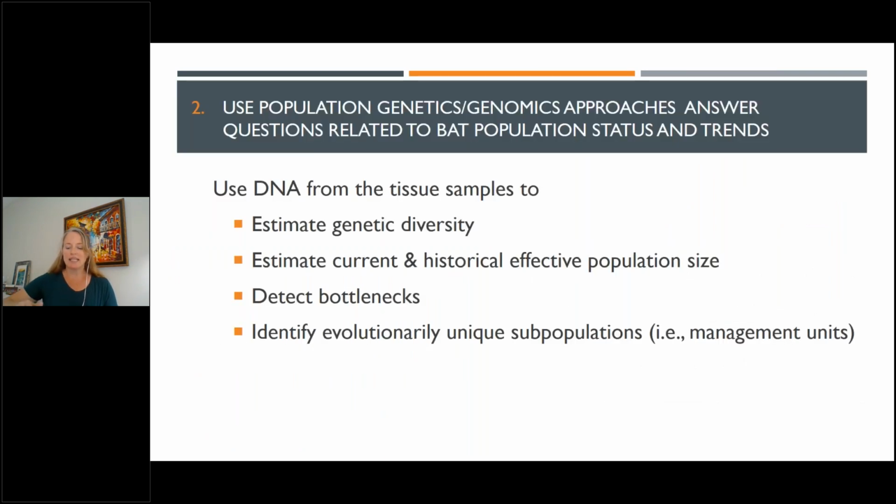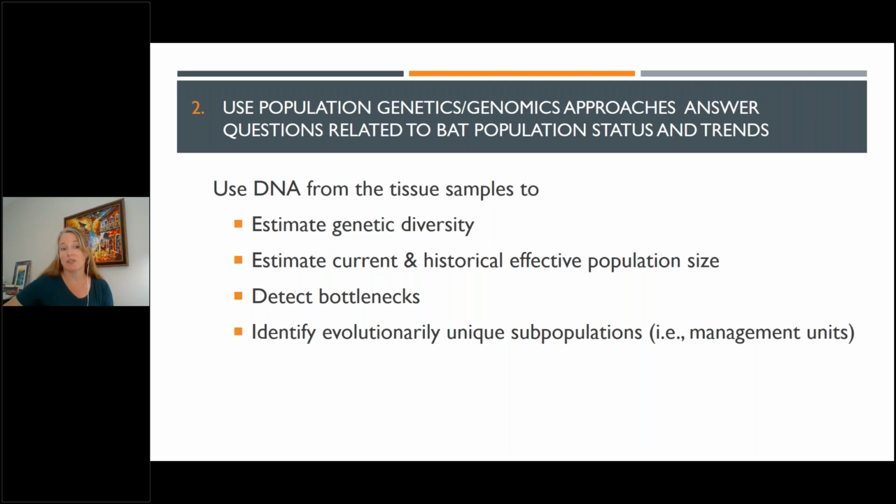Okay. The second thing we can learn with these samples is we can use population genetics and genomics approaches to answer questions related to bat population status and trends. And this goes back to some of what Chris covered in the introduction, is that we simply don't have census population size estimates for these species. And so what we can then rely on instead is DNA from the tissue samples to help give us at least some perspective on what is happening with these species.